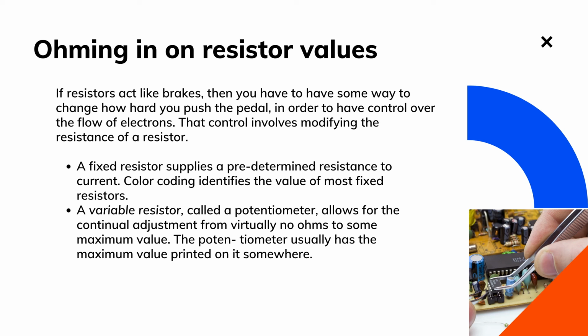Then, you have to have some way to change how hard you push the pedal, in order to have control over the flow of electrons. That control involves modifying the resistance of a resistor. Electronics dabblers know the amount of resistance in a resistor as the ohm, typically represented by the Greek capital letter omega. The higher the ohm value, the more resistance the component provides.